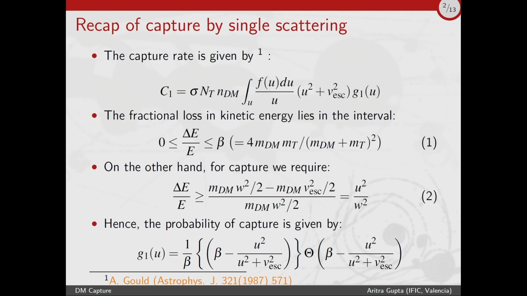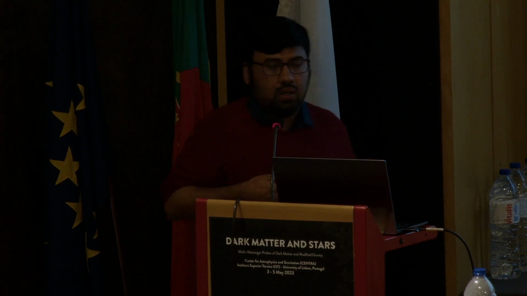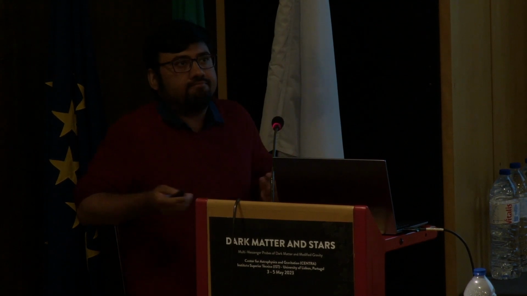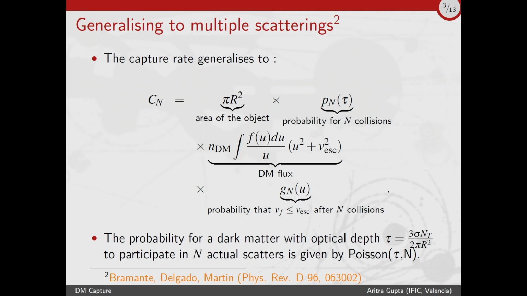Now it's a very simple way. For the probability of capture, we divide the allowed region by the total region, which is beta. By dividing the allowed region by the net length of the region, we are assuming a uniform distribution. In the later part of my talk, I'll say that this is not always true. But for now we consider this simple uniform probability distribution for the fractional energy loss.